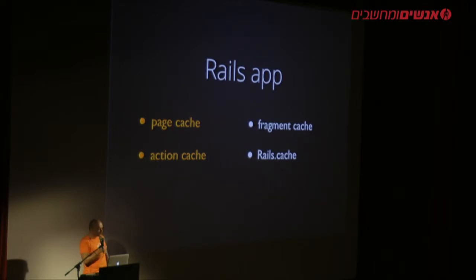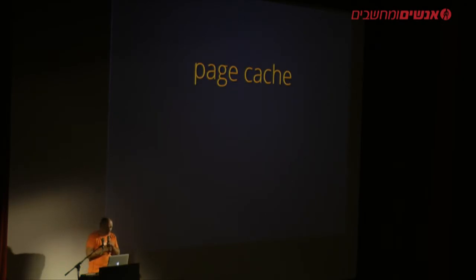Page cache and action cache were deprecated in Rails 4. They were extracted into separate gems, and their use is discouraged. The reason is, for example, page cache is almost never used in any interestingly complex Rails application, for several reasons. You almost never can do it because your pages change, the dynamic pages. If you have a lot of static pages, just use some CMS like WordPress and be done with it.